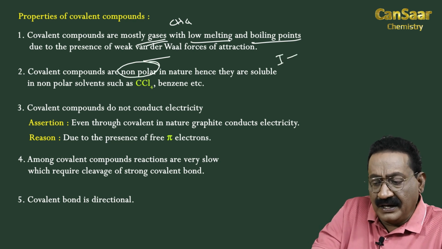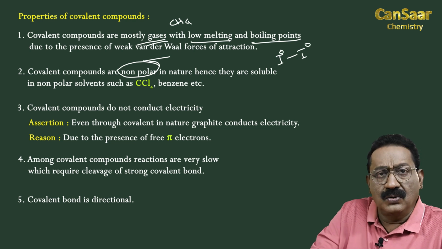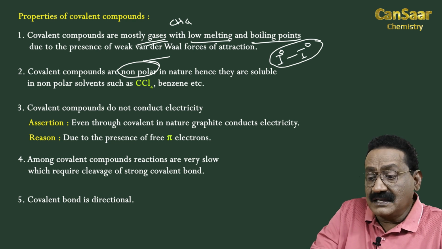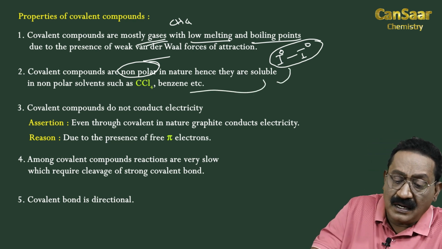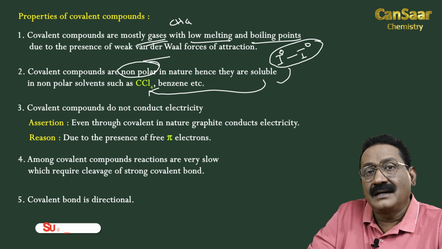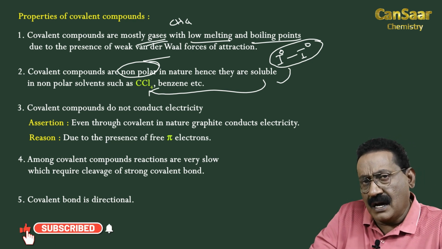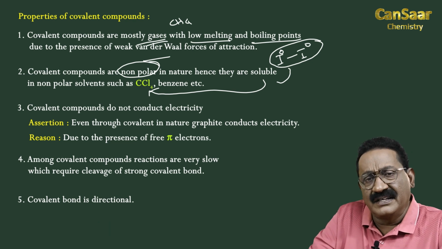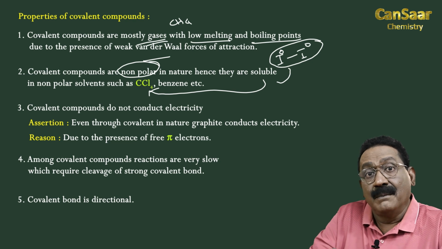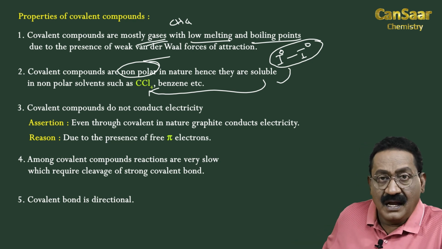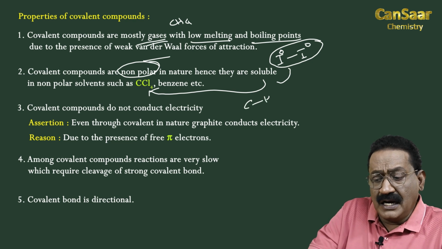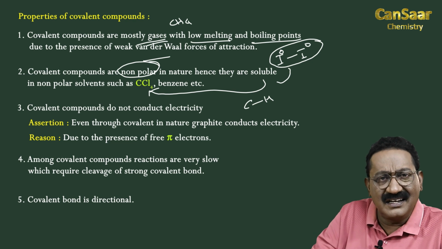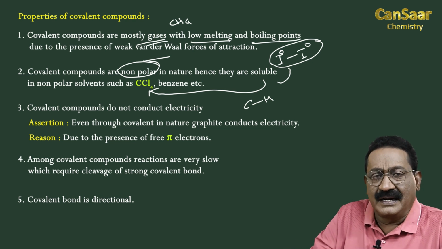For example, iodine. Both are iodine only, 0, 0. No positive pole, no negative pole. Hence it is non-polar. As non-polar, it is soluble in non-polar solvents such as carbon tetrachloride, benzene, etc. And covalent compounds are held by strong bonds, no free electrons, no conduction. So covalent compounds do not conduct.